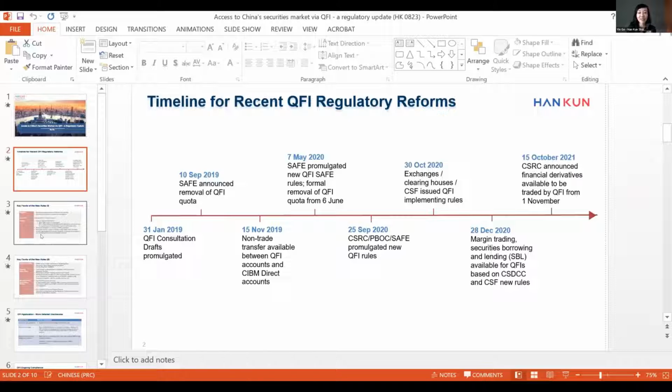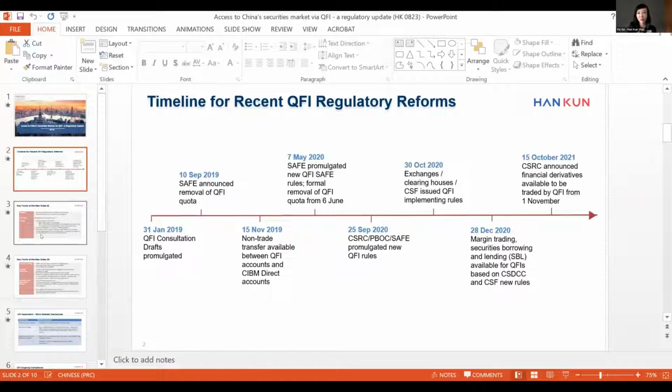Why I say again is because now, other than QFI, we have some other access channels to the PRC securities markets. For example, the Stock Connect, the Bond Connect, or CIBM, etc. We will also have the Swap Connect now. So there are some overlapping investment scopes between QFI and the other access channels. As a result, the foreign investors have more options to invest in the China markets.